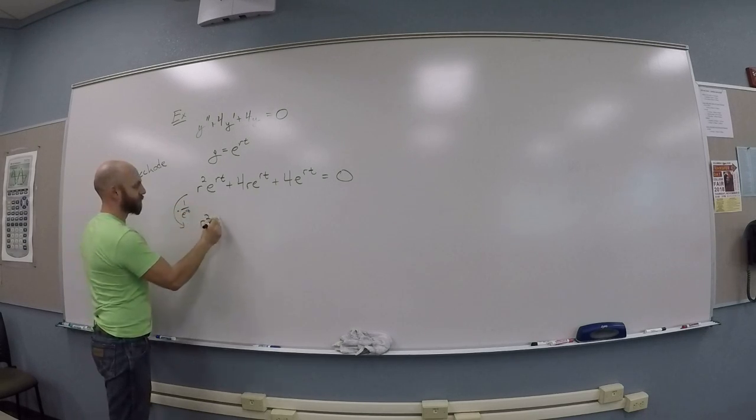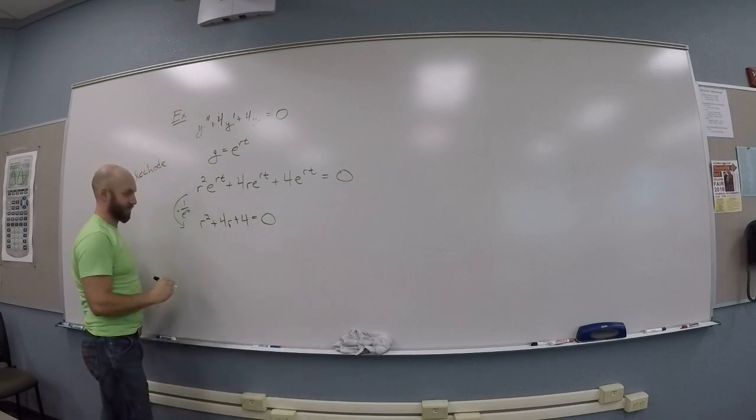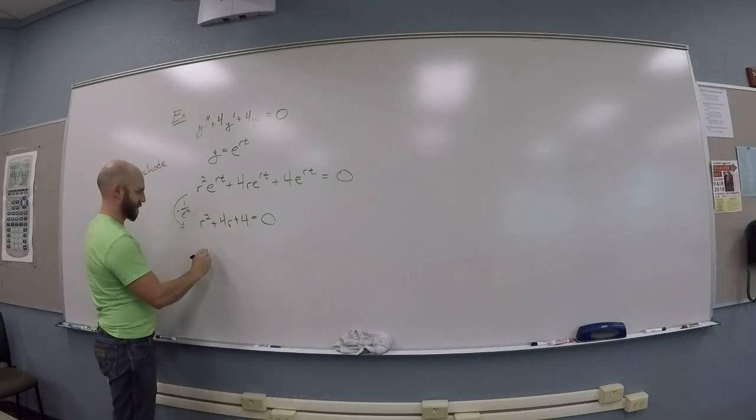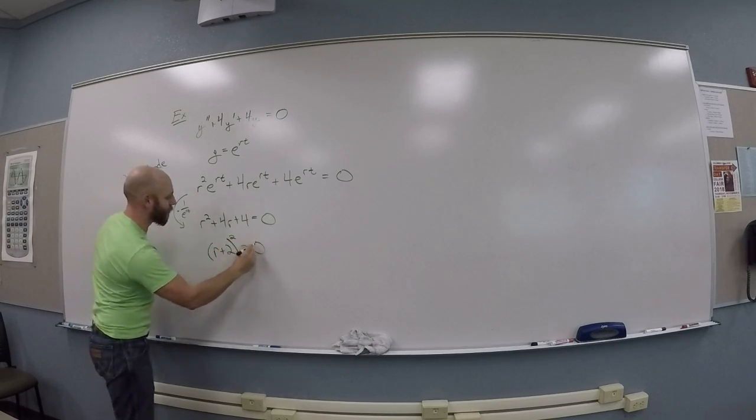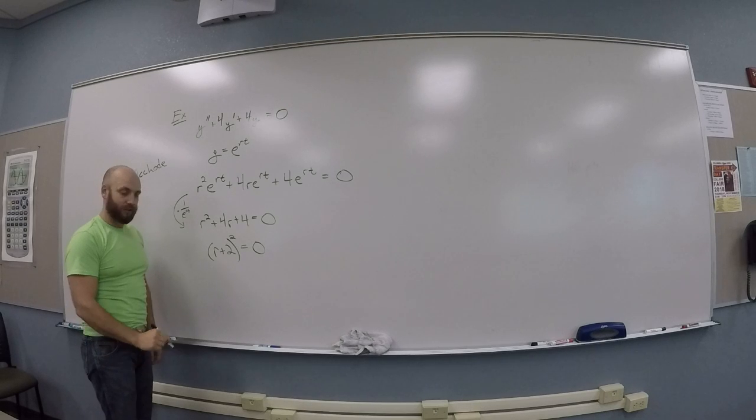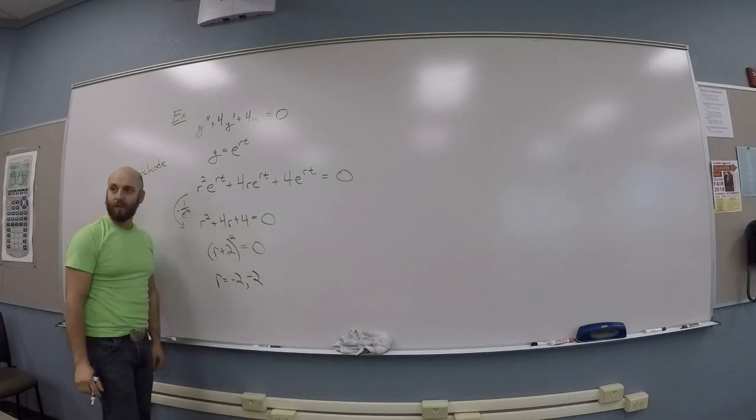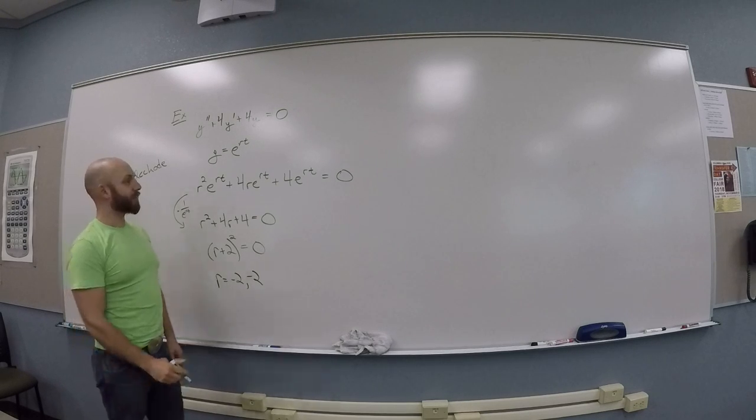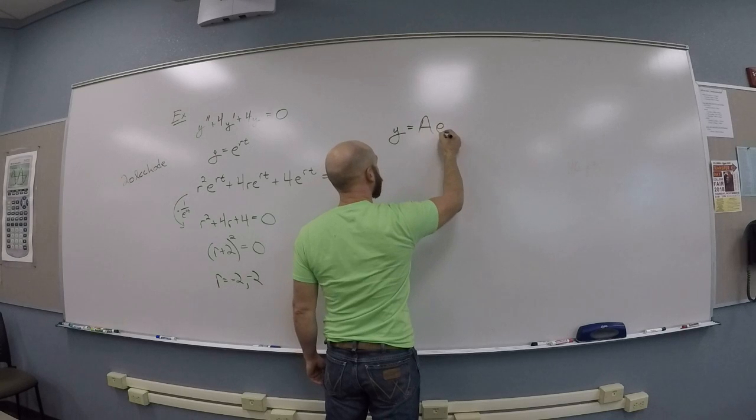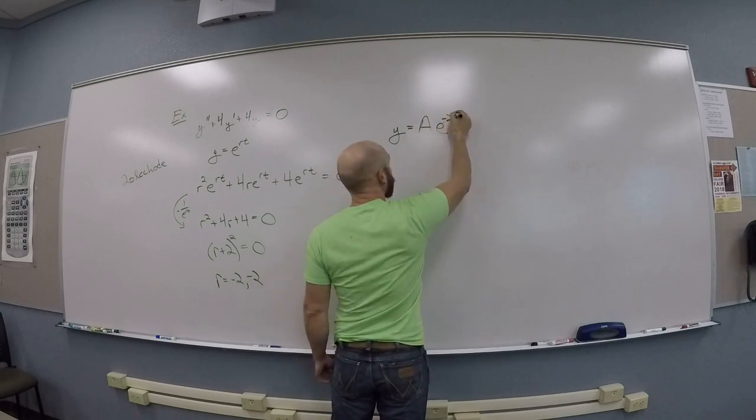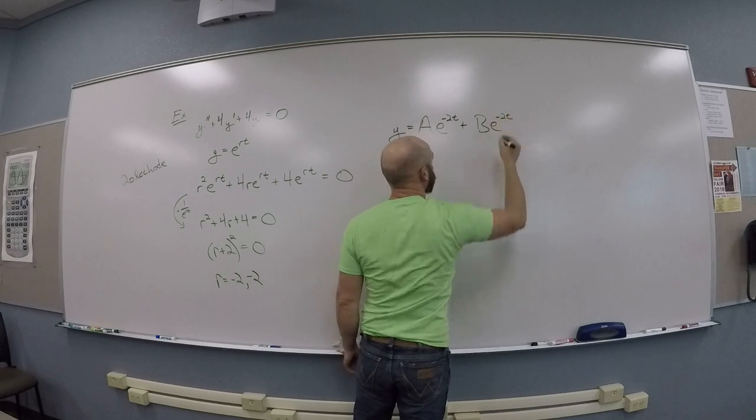Get r squared plus 4r plus 4 is 0. Factors to r plus 2 quantity squared is 0. So you get r is -2 and -2. Correct. And then you're like, okay, so then the solution is y is a e to the -2t plus b e to the -2t, right?